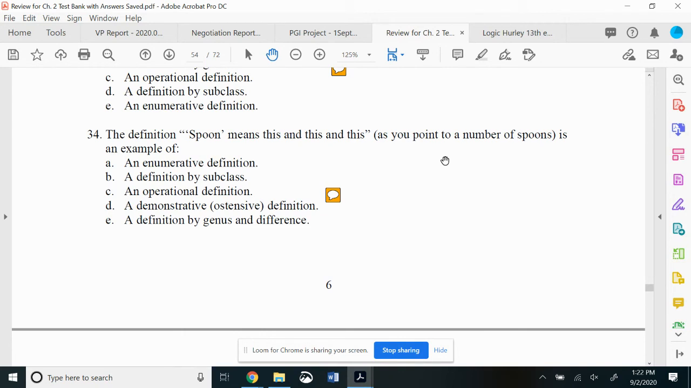34. The definition spoon means this and this and this. And by the way, this is the easiest one out of all of 2.4. It means you could literally point to it with your finger. Somebody's like, hey, what's a spoon? You literally take your finger and you point to an example of a spoon in real life. And that is D, demonstrative or ostensive. It means you could point to it, okay?